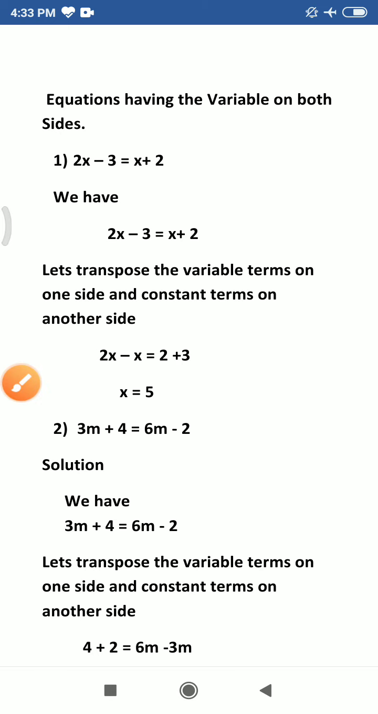Hello everyone. In today's video lecture, we are going to learn how to solve linear equations having the variable on both sides. So let's see the first example: 2x minus 3 equal to x plus 2. Let's have the solution. First, we will write the example as it is.